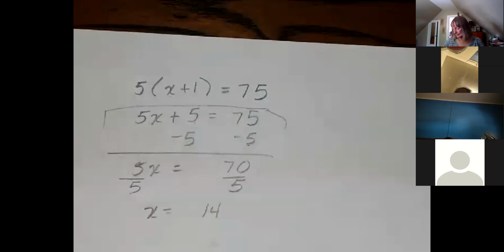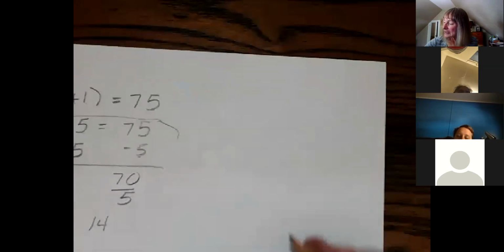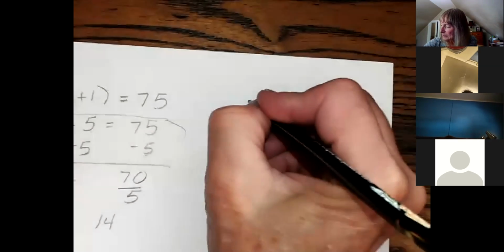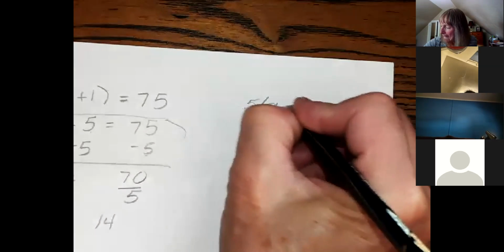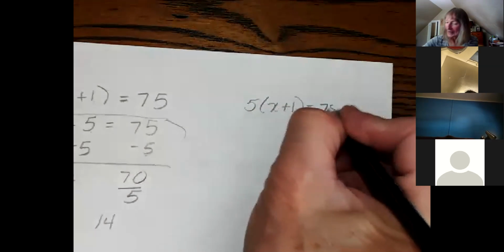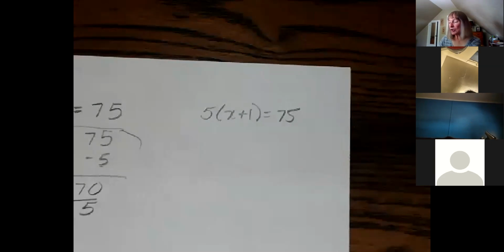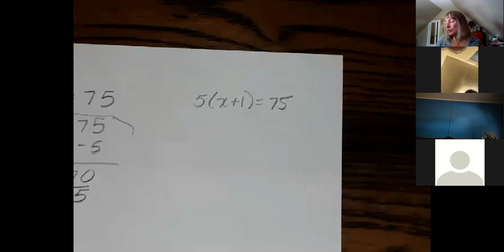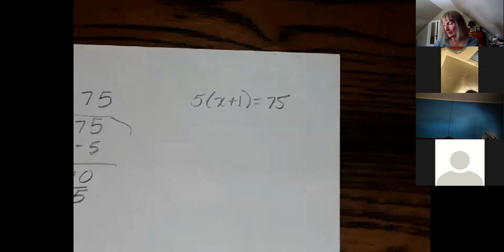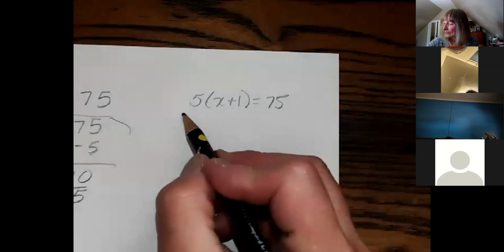Now, Billy, you said you wanted to divide. Well, let's look at Billy's way of doing this. So, Billy, what would you choose to divide by? That's 5 divided by 75.